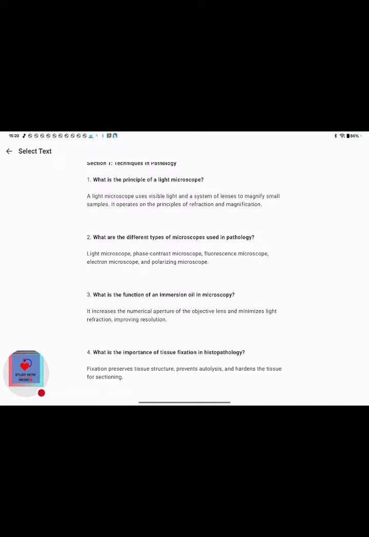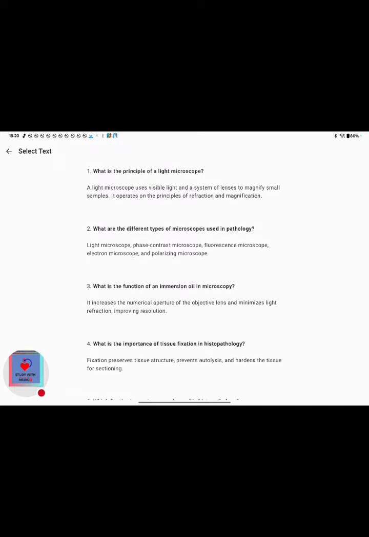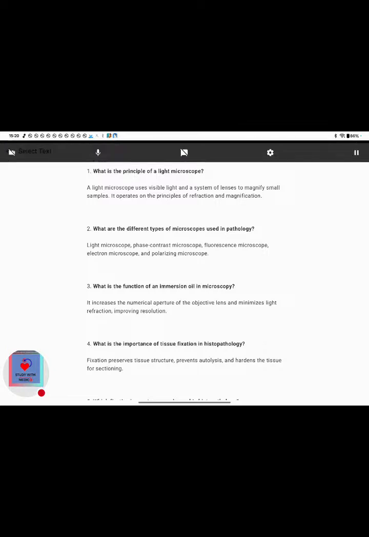Detailed answers. So, what is the principle of a light microscope?